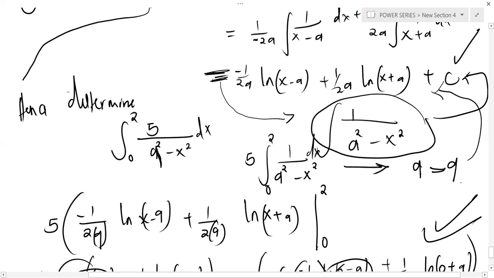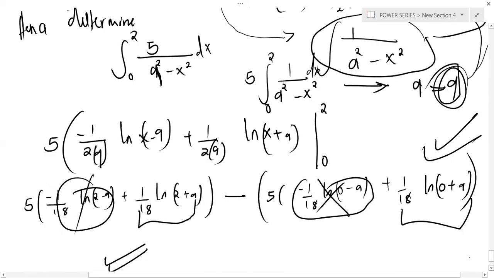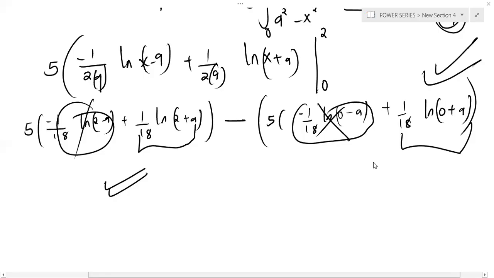Your a is 9. So where there's a in the answer, you will replace with 9 and then put the limits. That is it. So that's how you are supposed to go about it. Let me know if you have a question.